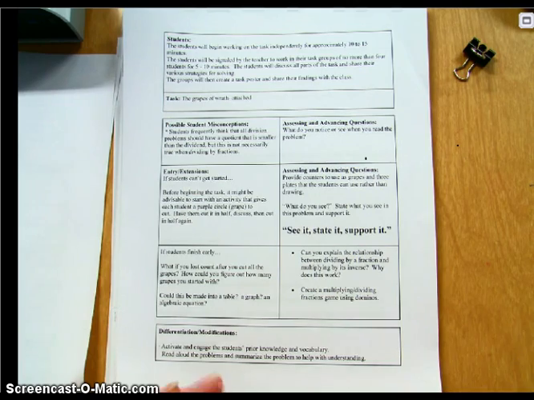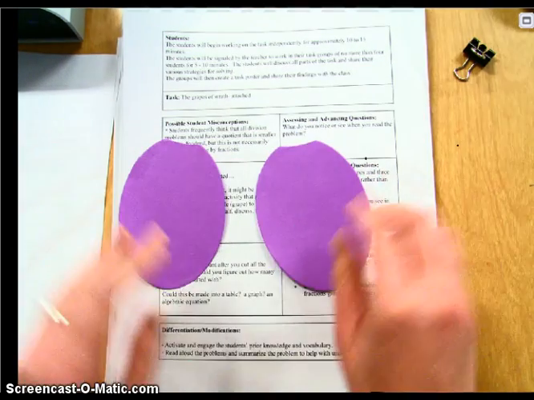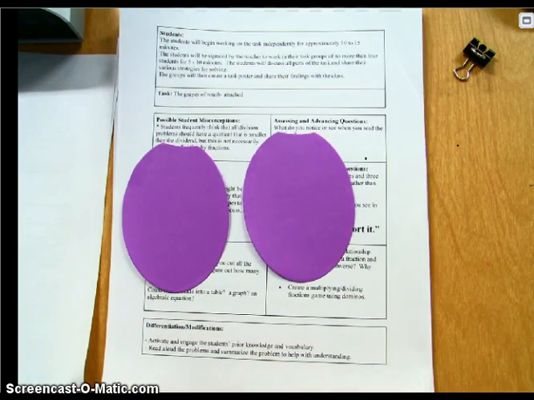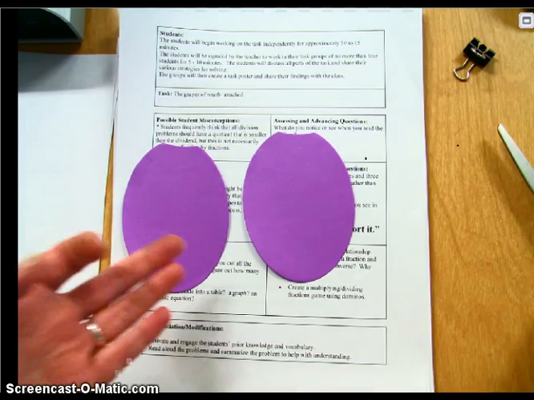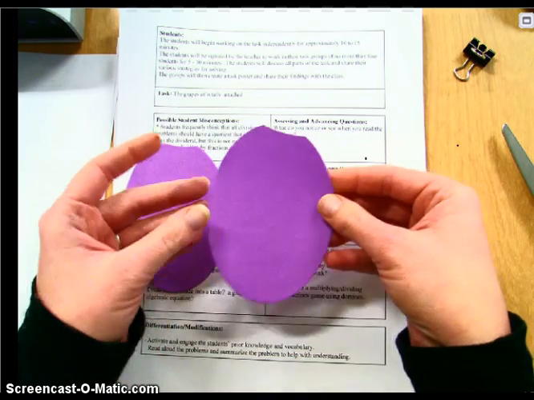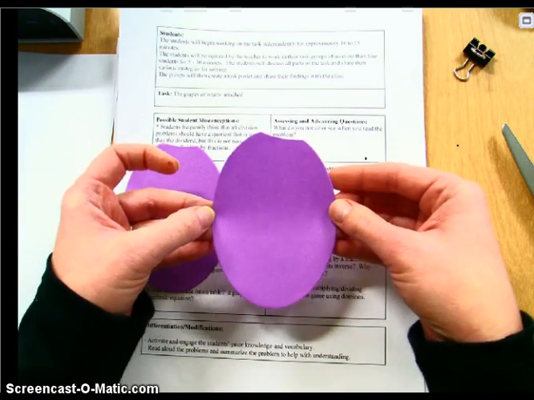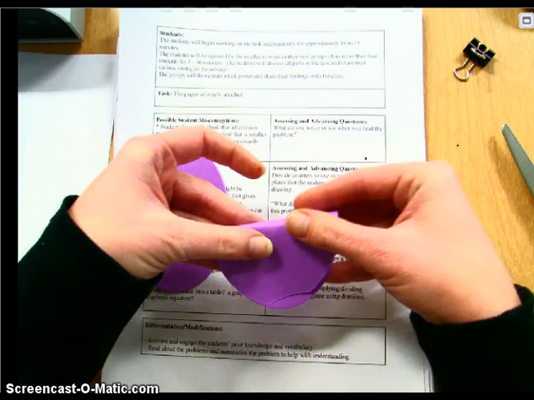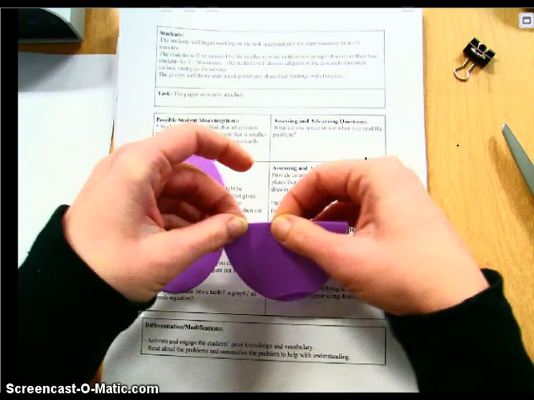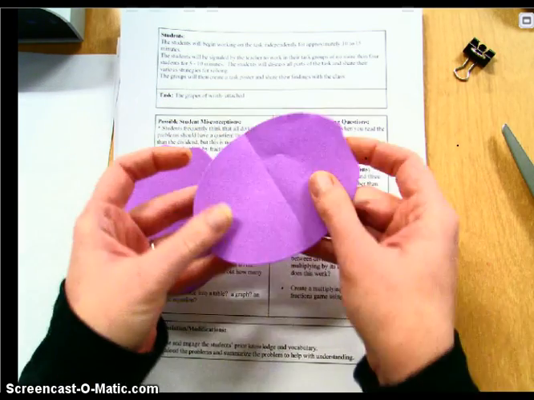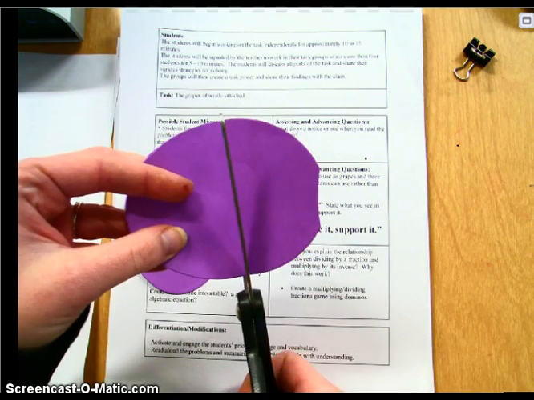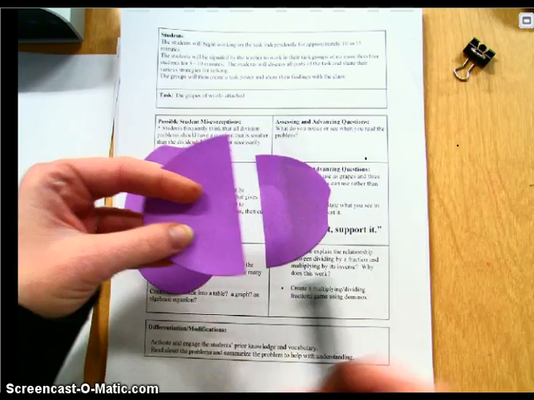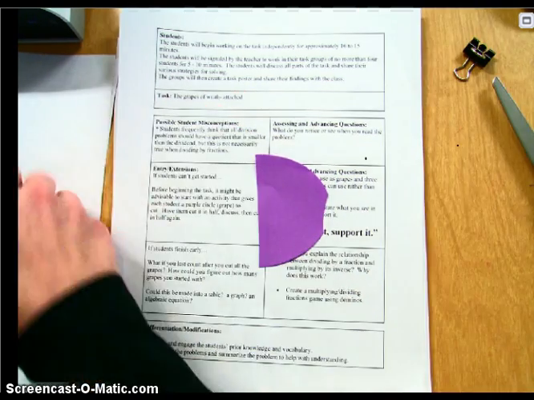For my initial activity, using the die cut system that we have here at my school, I had some ovals cut out to look like grapes. And so each student got one as they entered the classroom. I had them fold their oval in half, and then I had them cut it.